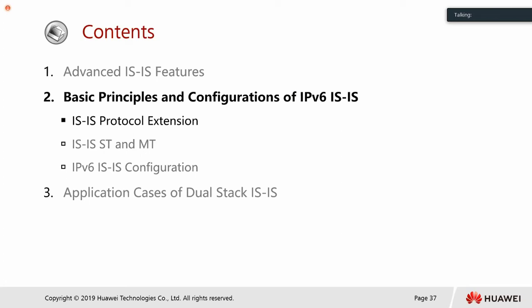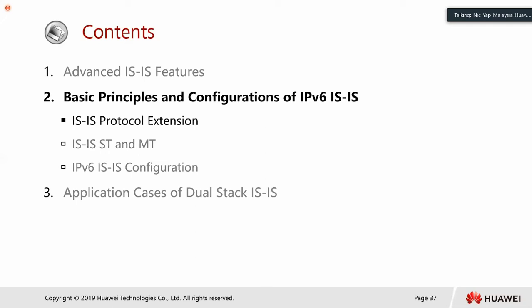Yesterday we covered OSPF as well as ISIS: OSPF version 3 and ISIS for IPv4. Today we go into IPv6 ISIS. Before I get started, any questions related to OSPF v3 and also ISIS IPv4, on the advanced features and also the basic features? Okay, since there are no questions, I'm going to get started on the IPv6 ISIS.